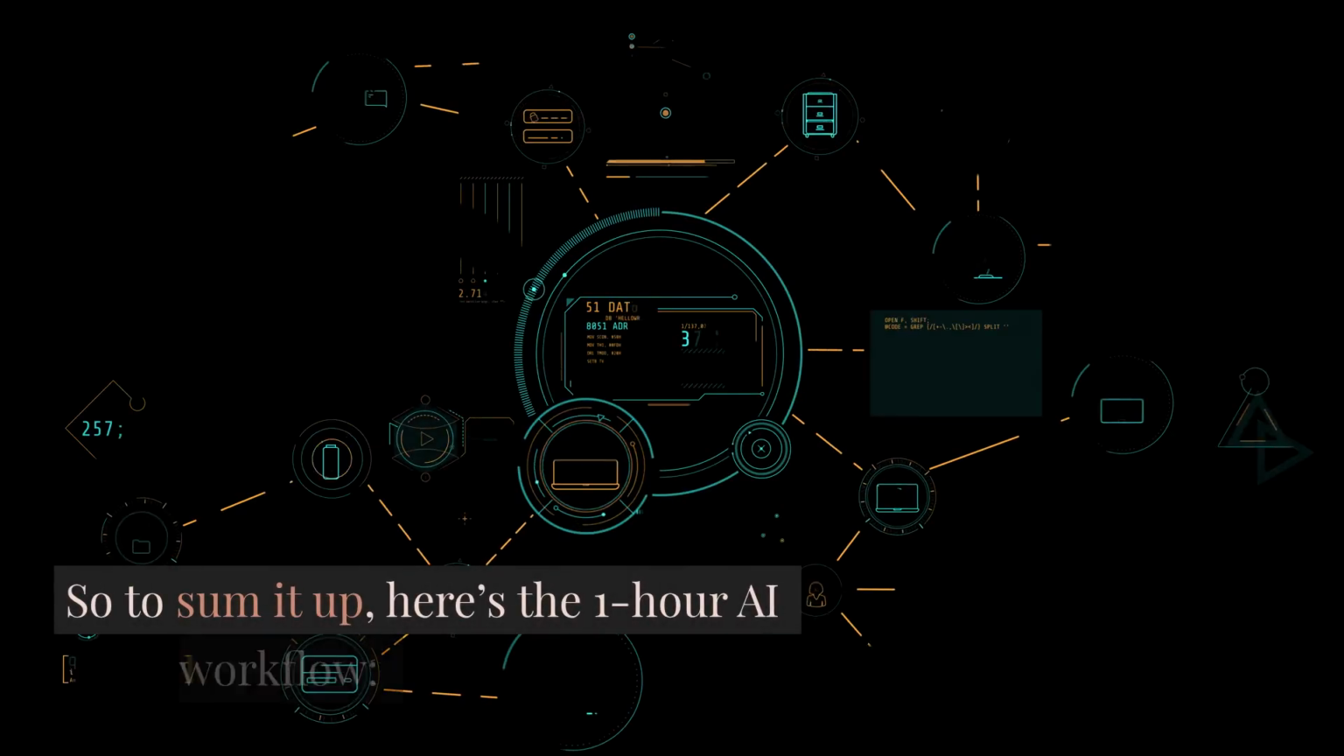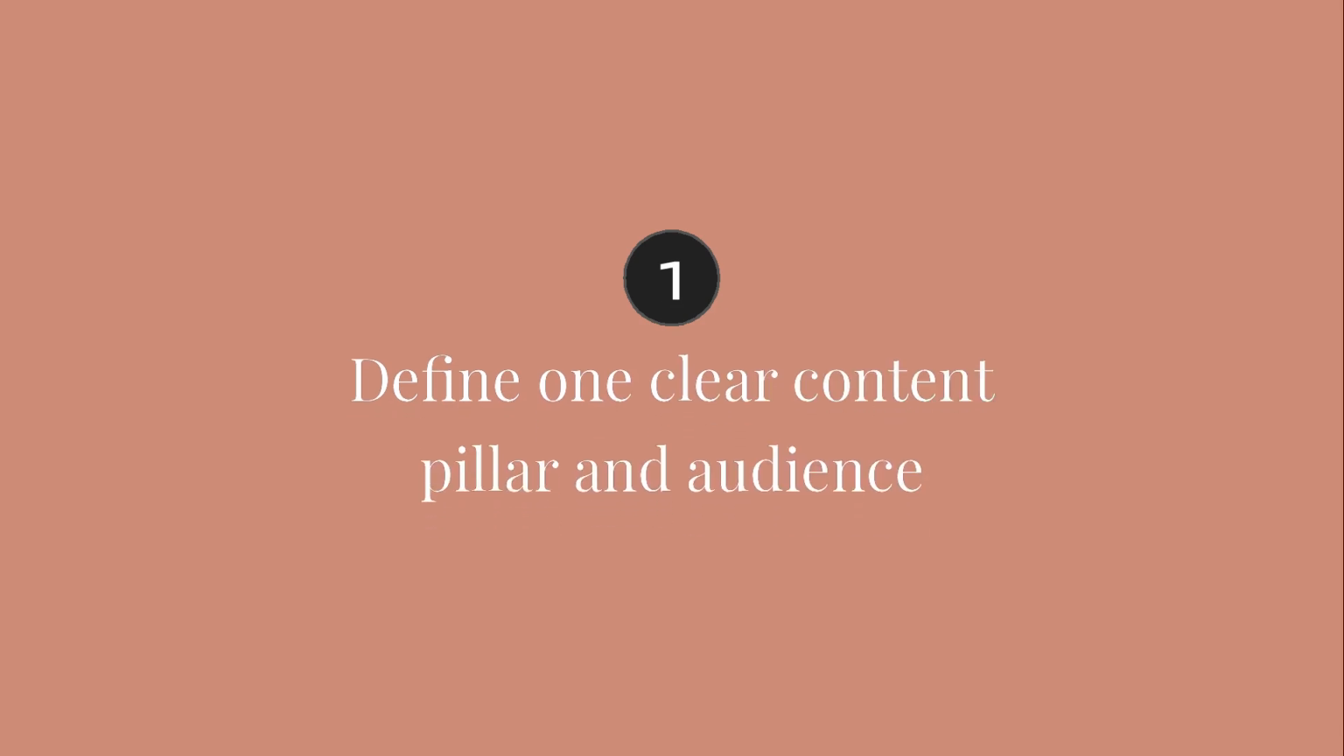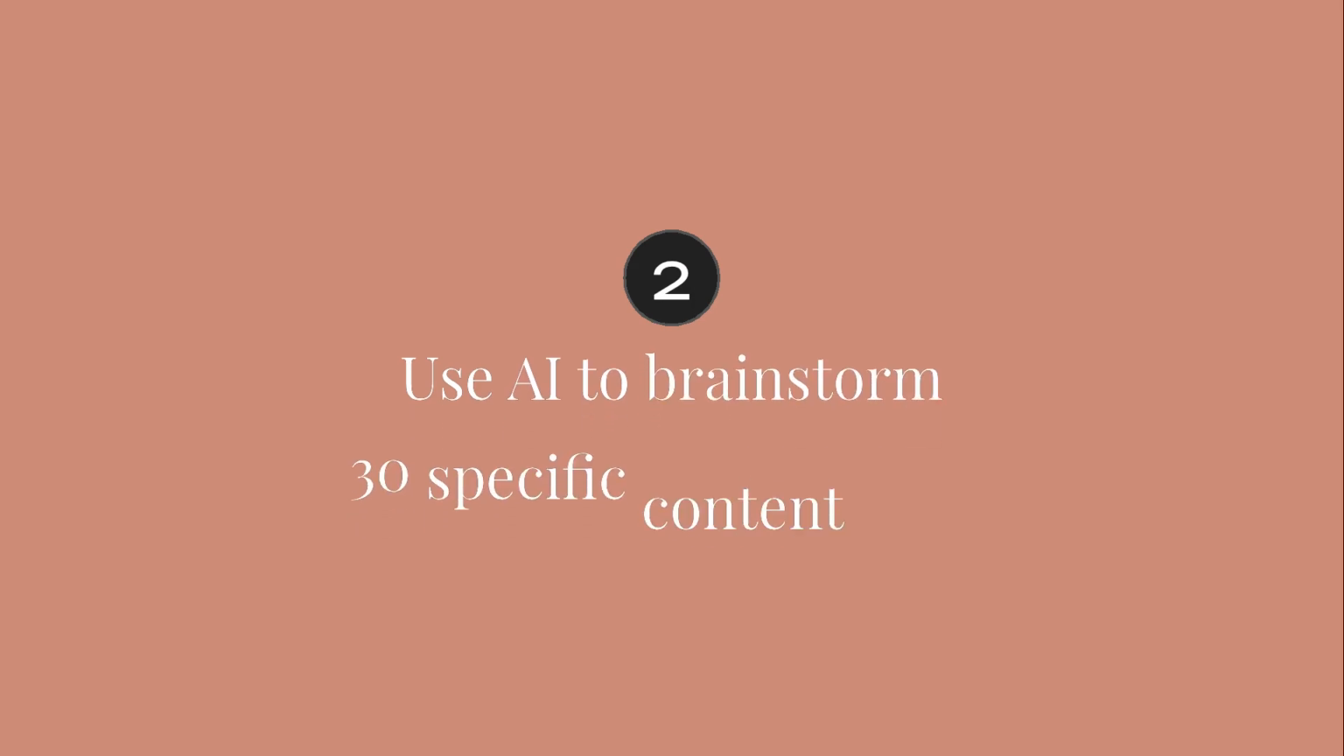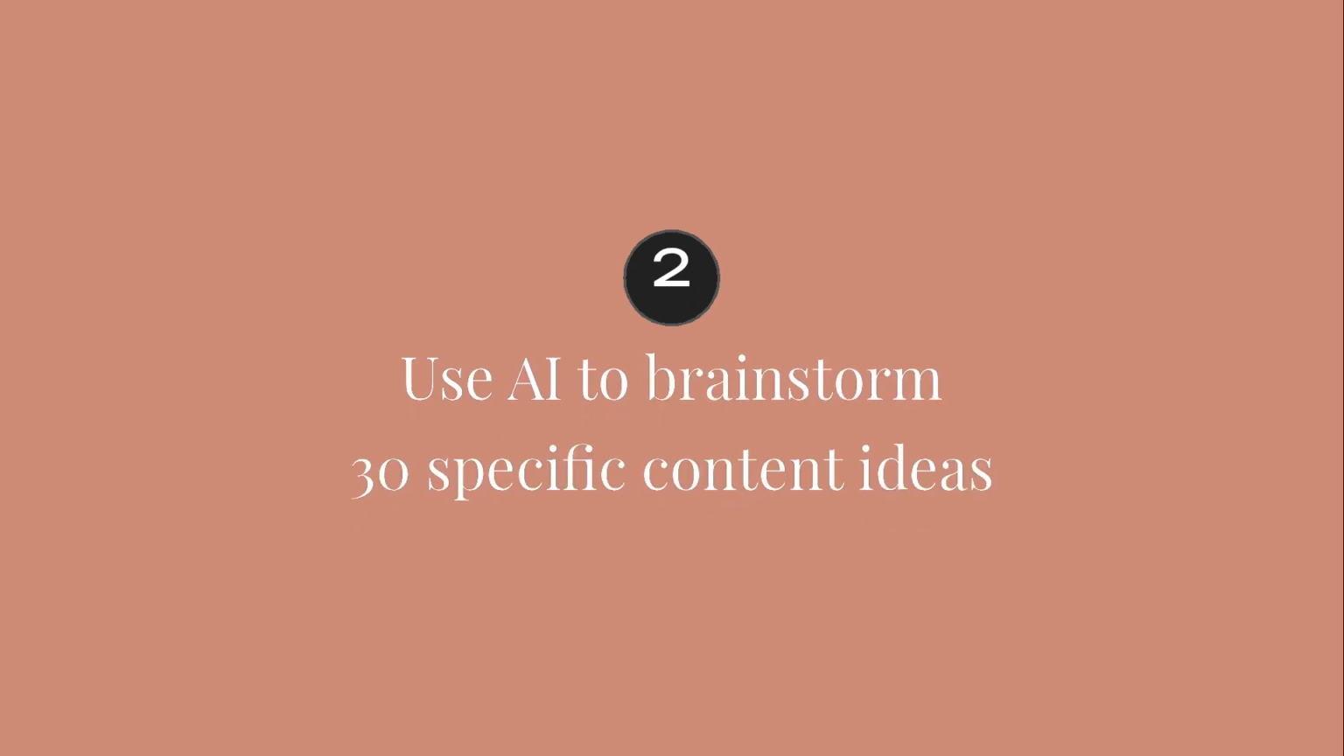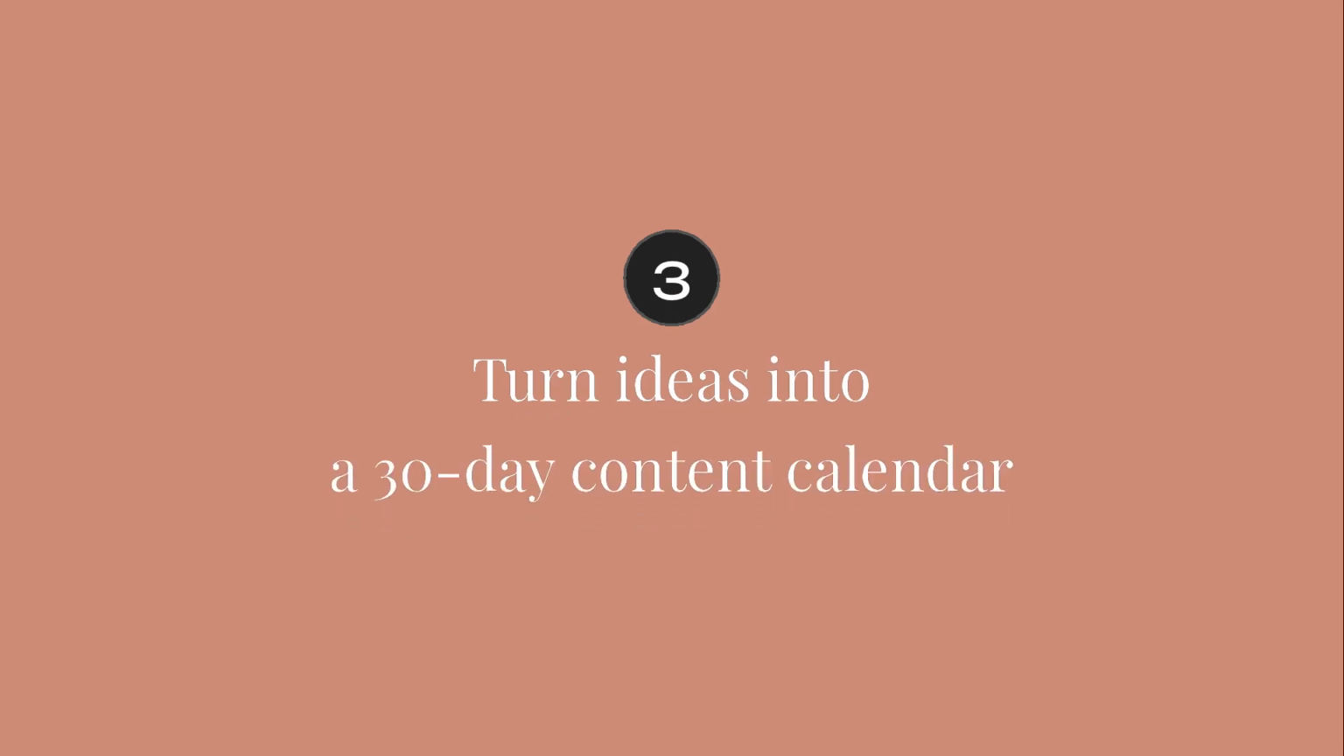So to sum it up, here's the 1-hour AI workflow. Define one clear content pillar and audience. Use AI to brainstorm 30 specific content ideas. Turn those ideas into a 30-day content calendar with formats and platforms.